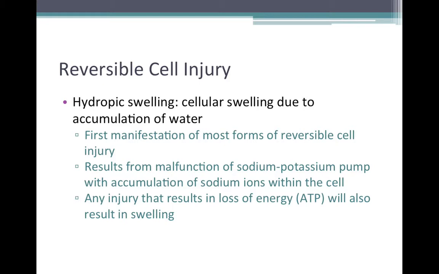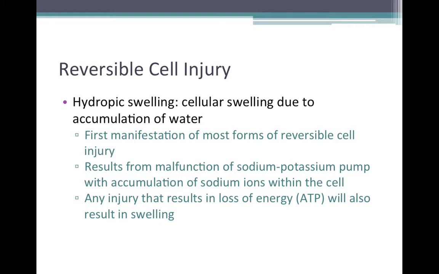Really, hydropic swelling is an accumulation of water inside of cells due to the breakdown of the sodium potassium pump. So in previous chapters, we've talked about how the sodium potassium pump is an ATP-driven pump that helps pump 3 sodiums out and 2 potassiums in. Now, by pumping ions out of the cell, you're basically helping to establish a certain concentration gradient.